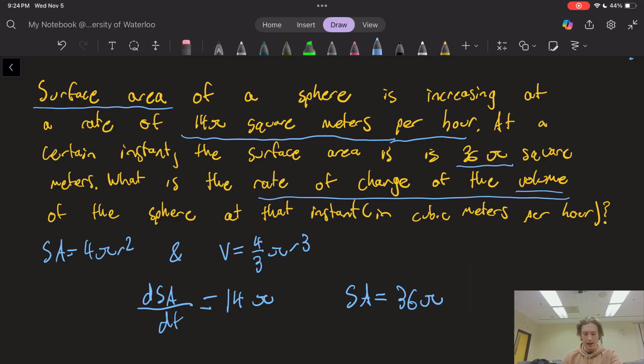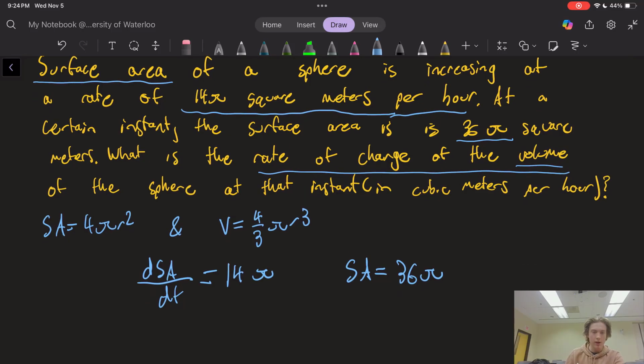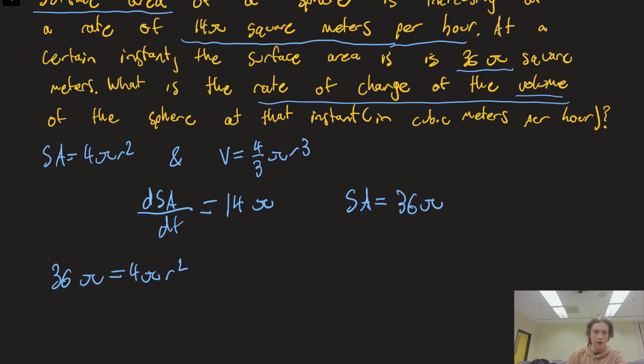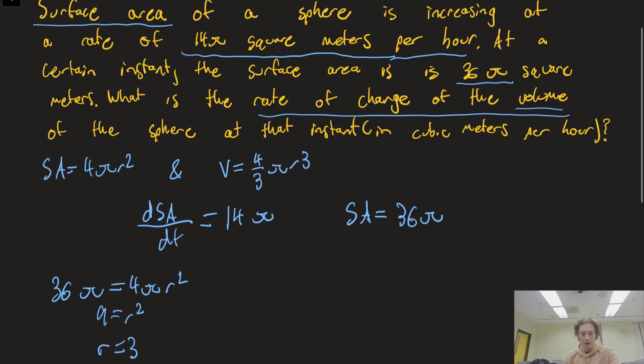And then while we're at it, we might as well solve and find the radius, because now we have the surface area and we can use our surface area formula to find the radius. So starting with 36 pi is equal to 4 pi r squared. Dividing 4 pi from both sides, we get 9 equals r squared. And then the square root of both sides is plus or minus 3, but radius can only be positive, so we take 3. Thus, r equals 3.